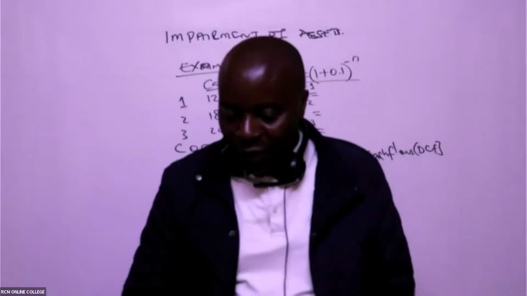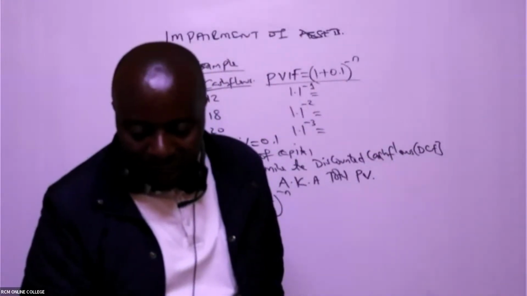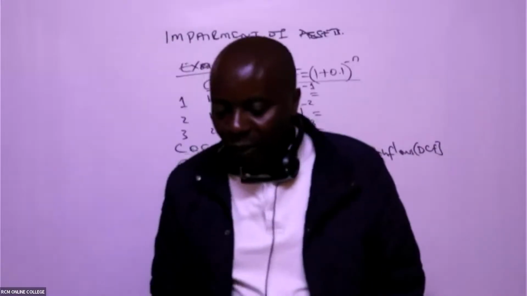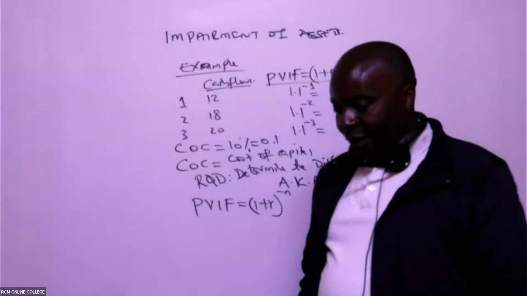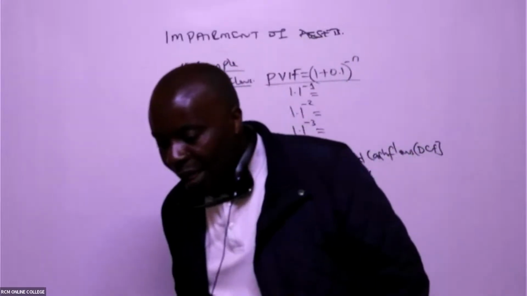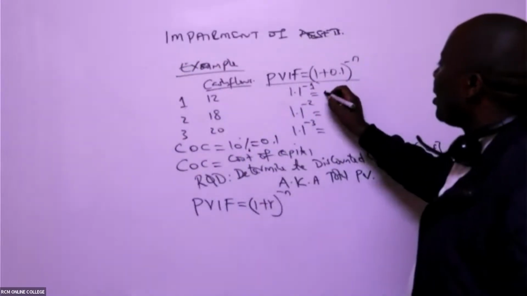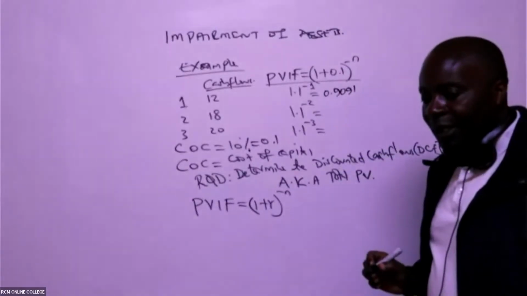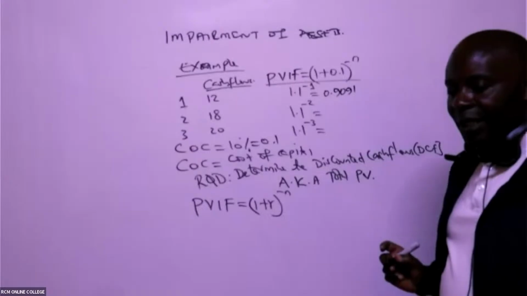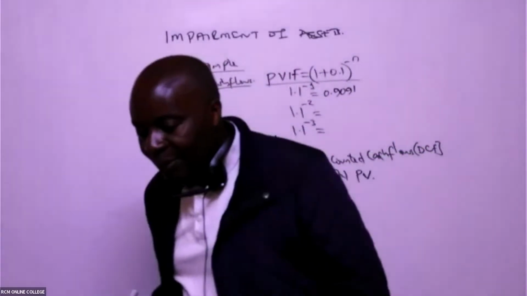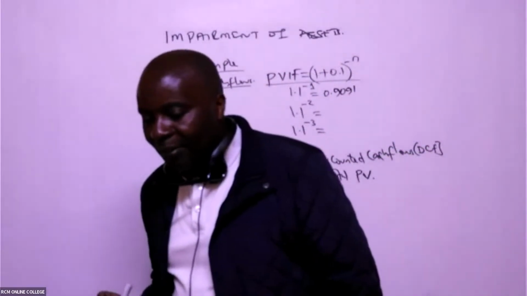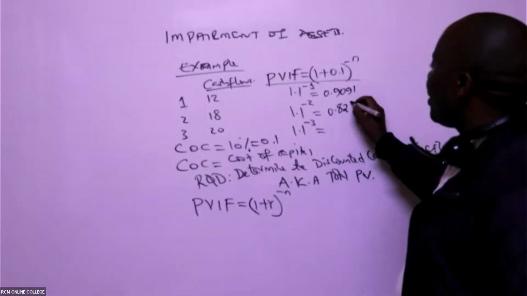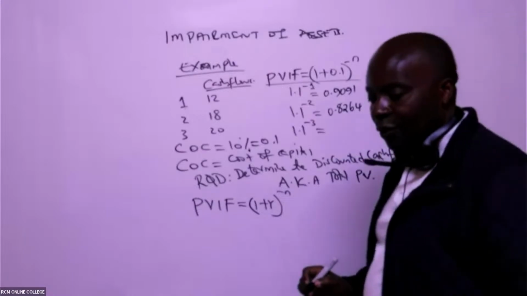Yeah, I see so many questions here, we'll be able to address them. So the first one is 0.9091. The second one, please participate here, everybody should be able to participate. We have 0.8264.